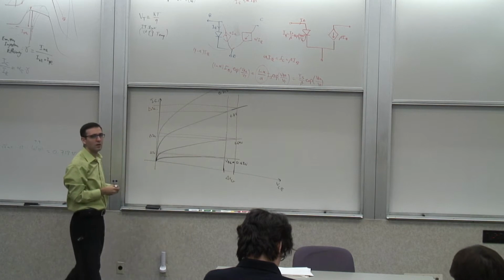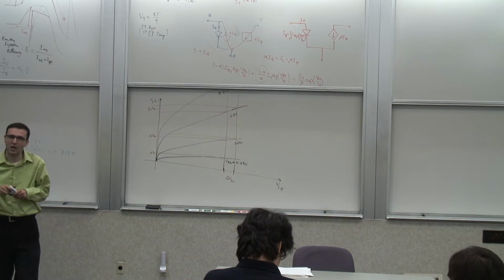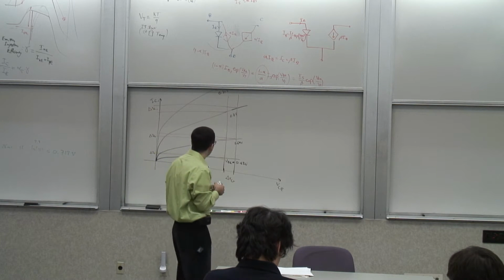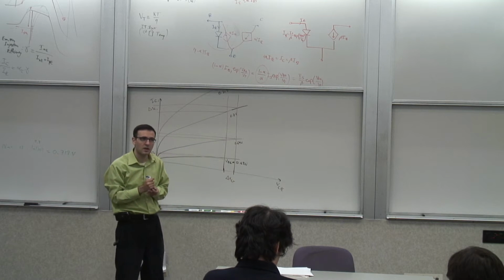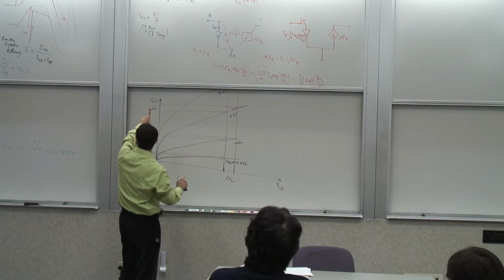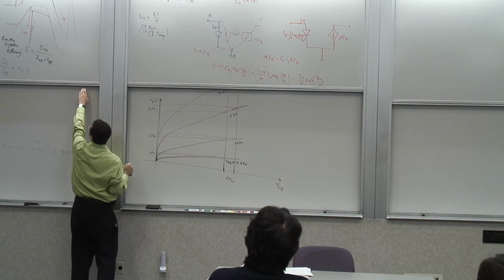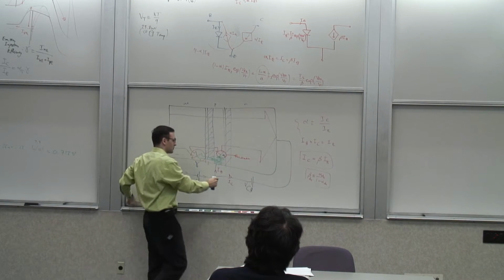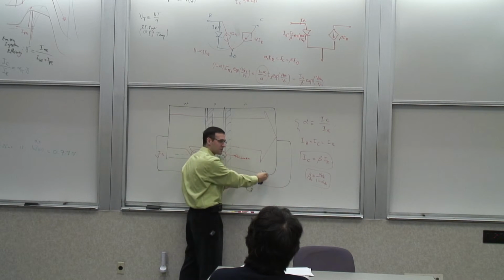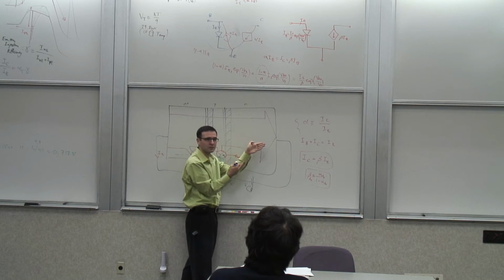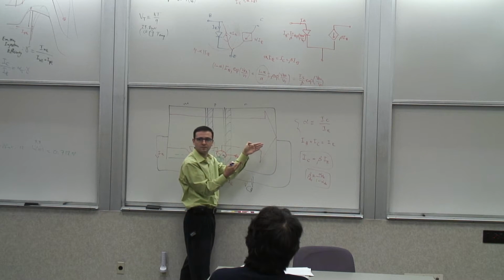Okay? Why is that? Let's hypothesize. Let's talk about what could be causing this. Any thoughts? What I'm telling you is that, in other words, as I increase this base collector reverse bias, as I apply a larger reverse bias here, I get more current in the collector. Why is that?